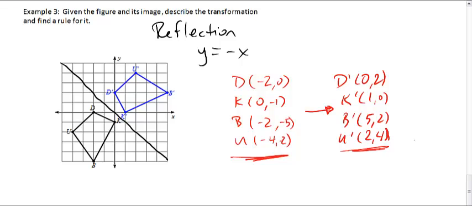But there's something else going on here. Notice that all the negative coordinates in my pre-image became positive here. And so the rule for reflection over y equals -x is that, yes, they change position, but they also both become negative. So that would be our rule for any reflection over the line y equals -x, and that's the answer for this example.